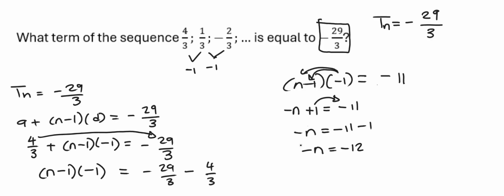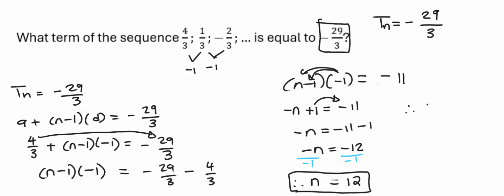Then you must be very careful. Some people leave it here and then you would be wrong. So therefore now you have to never forget that we have to divide by our negative 1 or multiply by negative 1, depends on whatever you want to do. Then therefore our n is going to be equal to positive 12. Guys, the position of a term always has to be positive, guys. So now you can say that therefore T12 is going to be equal to negative 29 over 3 as your conclusion there, guys.